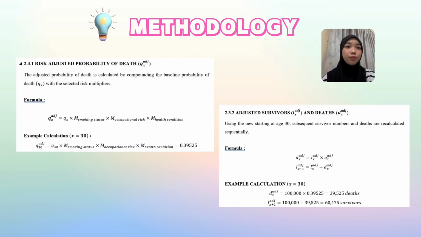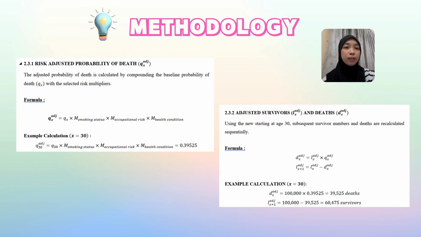We look at the specific year-by-year impact of our risk adjustment on mortality and cohort survival: the risk-adjusted probability of death, and the adjusted survivors and deaths. First, the adjusted probability of dying. When a risk factor multiplier, let's call it k, is introduced, it scales our baseline probability of death. This represents the new heightened or lowered likelihood of an individual dying between age x and x plus 1.